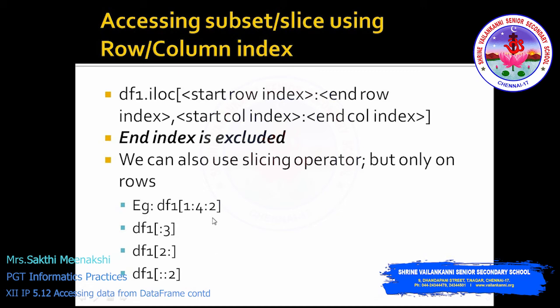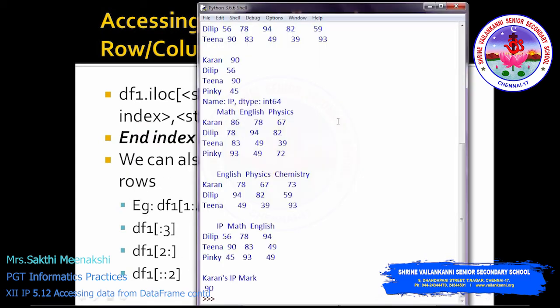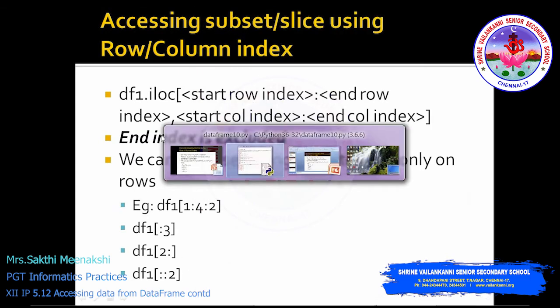So this is the normal slicing operator, you can also use it for a data frame, but the only difference is we have to fetch all the columns, we cannot filter the columns, okay. So this will act on only rows, right. So this is the example, we are going to run this one.